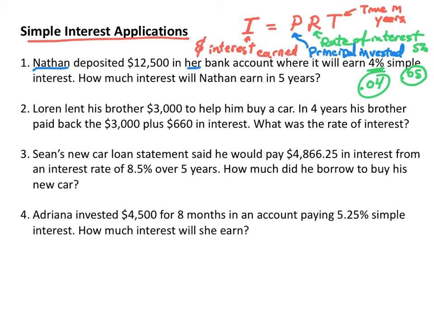Okay. So we're looking for how much interest Nathan will earn. So I is our unknown. Principal amount invested is $12,500. The R is 0.04. I'm going to use parentheses for multiplication. The t is 5 years, and all we have to do is multiply. Okay, let's do that. 12,500 times 0.04 times 5, 2,500.